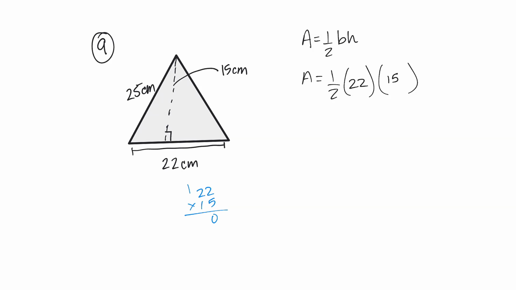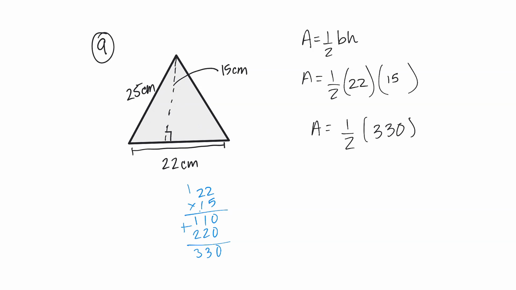5 times 2 is 10. 5 times 2 is 10 plus 1 is 11. Move to your next place value. 1 times 2 is 2. 1 times 2 is 2. Add those partial products together. And we'll find that we have area equals half of 330.